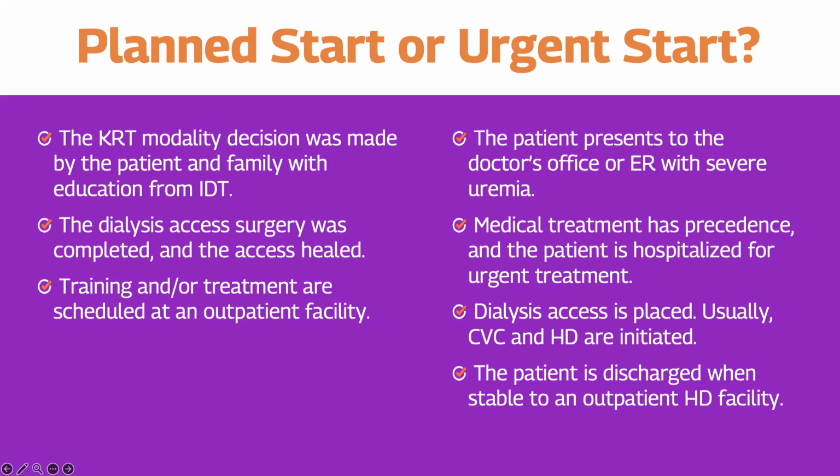Conversely, however, urgent starts are typically patients who present at a doctor's office or an emergency room with severe uremia. So medical care is going to take precedence in assessing, diagnosing, hospitalizing, and treating the patient. A dialysis access is going to be placed, usually a central venous catheter, with hemodialysis initiation. Now, when stable, the urgently started patient is going to be discharged to an outpatient facility for kidney replacement therapy and education on future options.